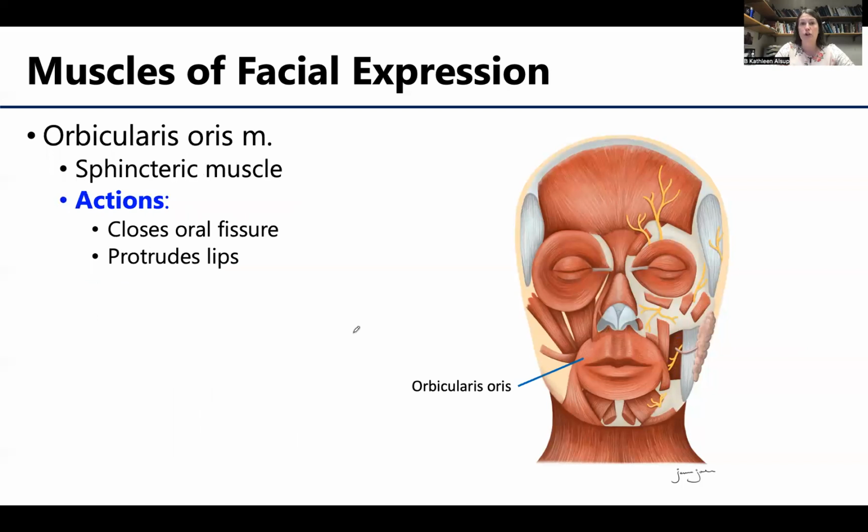The last muscle I want you to know in terms of muscles of facial expression is another sphincteric muscle, which is the orbicularis oris. All right, so this is going to be surrounding the lip region. This will close the oral fissure, as well as allow for protruding of the lips. So these are our first two introductions to sphincteric muscles. So all these are innervated by the facial nerve, in addition to all these other muscles that we're not going to get into a lot of the detail there.